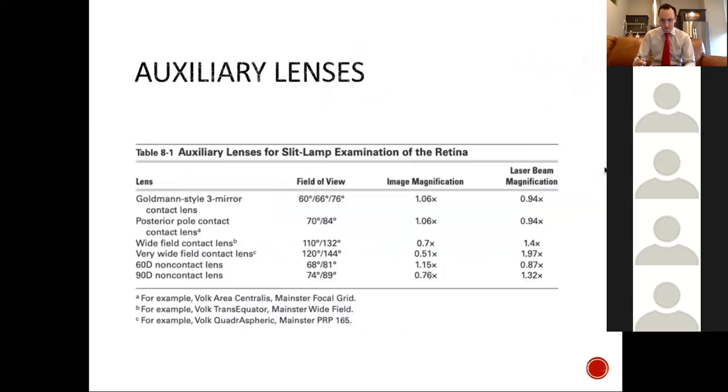So I'd like to review some auxiliary lenses here, okay? And as of note, we know the field of view and the magnification are inversely proportional, right? So a great example, BIO with our 20 diopter condensing lens, we have pretty good field of view, but a lower mag, right? In comparison, when we have our 78 or our 90, our mag is pretty darn good, but we kind of give up some field of view.